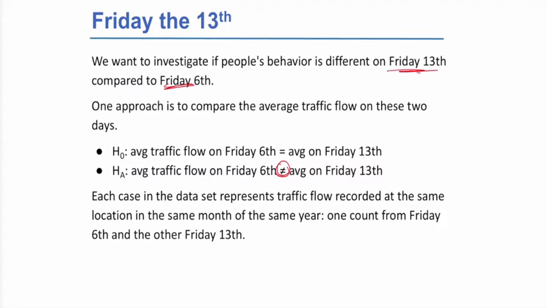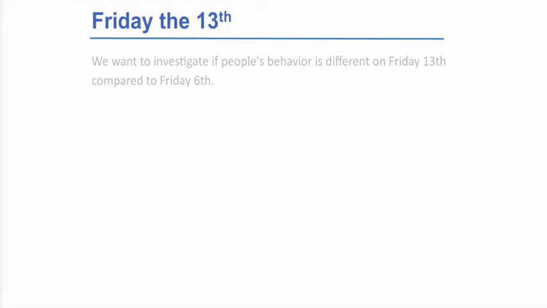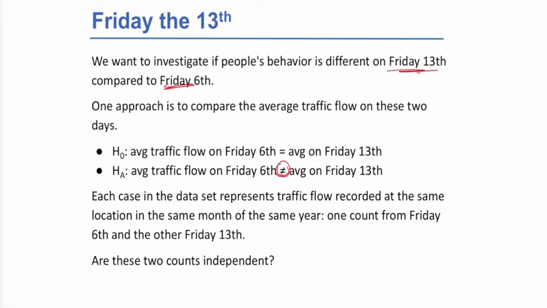So they got the traffic flow on the same location in the same month of the same year, one on Friday the 6th and one on Friday the 13th. Are these two counts independent? No, they are not, because traffic flow may be affected by the location. So if it's in the same location, then no, they're not independent.